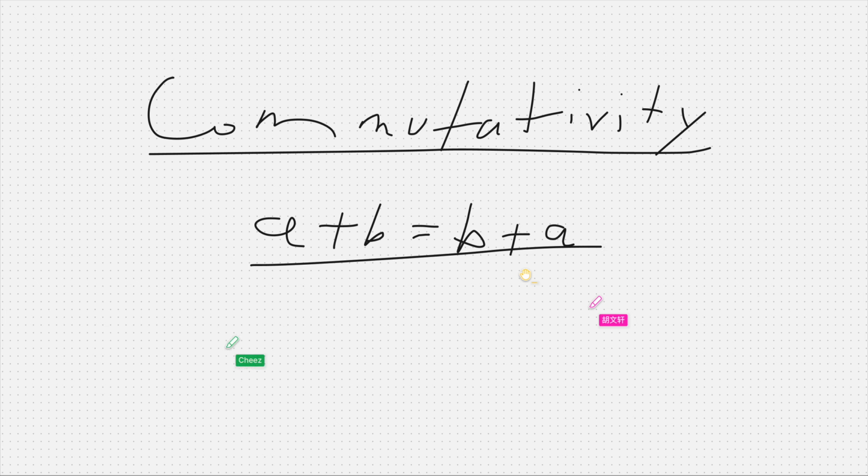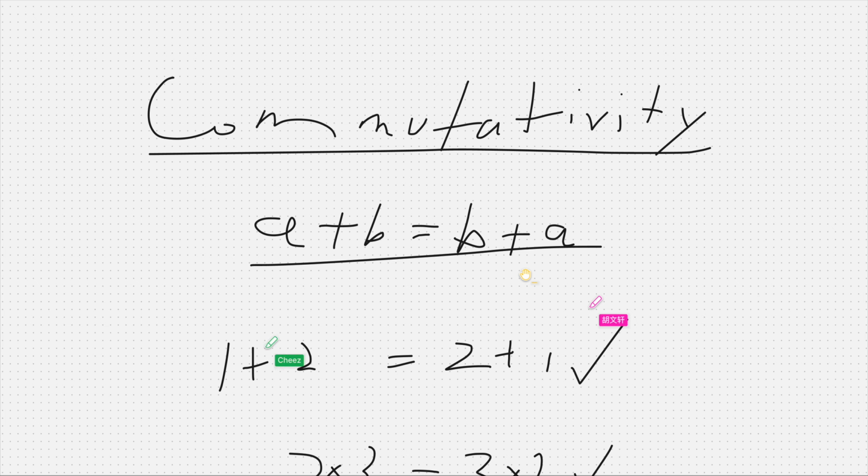So let's look. 1 plus 2. Is it the same as 2 plus 1? Definitely. What about 2 times 3? Is it the same as 3 times 2? Definitely. What about 3 divided by 5? Is it equal to 5 over 3? No. So we can say addition and multiplication are commutative, but division is not. That's so sad.